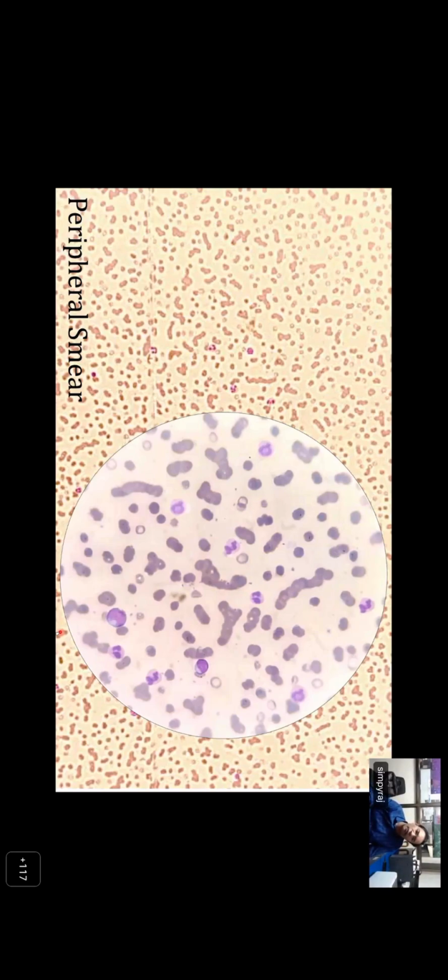So we have the peripheral smear where, because of rouleau formation, it is very difficult to appreciate the RBC morphology. But in the CBC, we have seen there is anemia and low RBC count, but MCV is normal. So as we expected that there can be some deranged protein levels, we have done a biochemistry report. Here we have the biochemistry report.